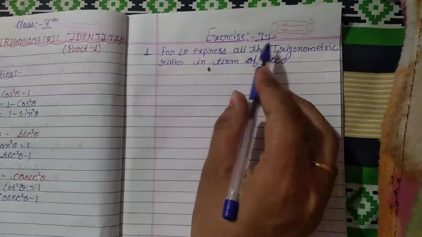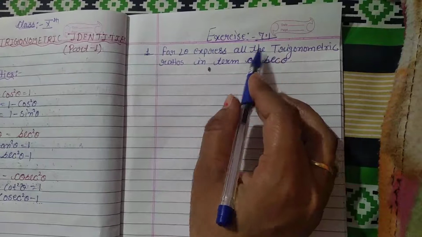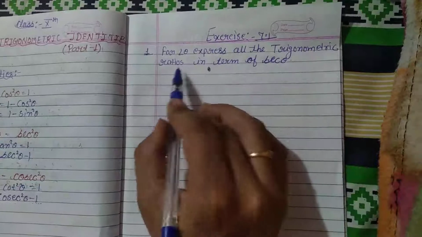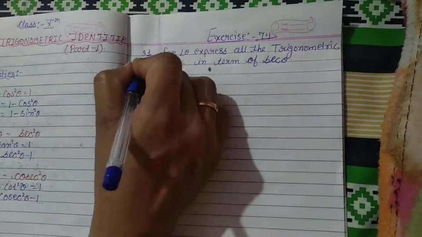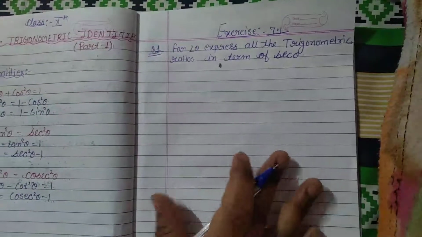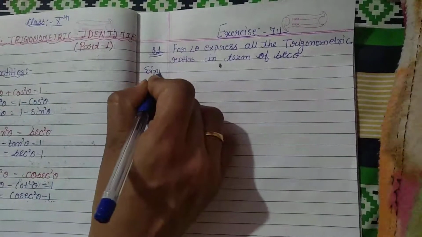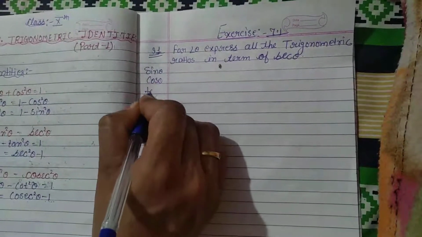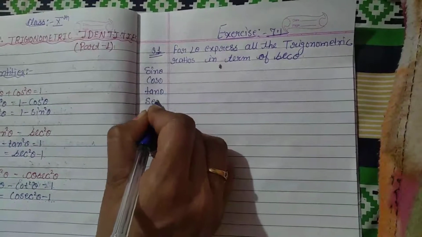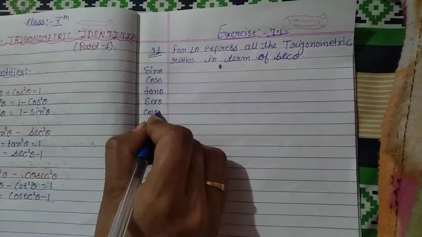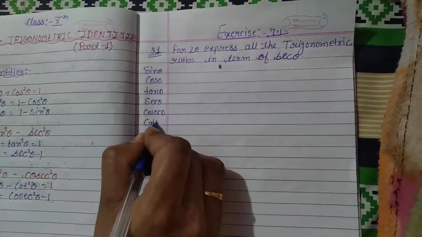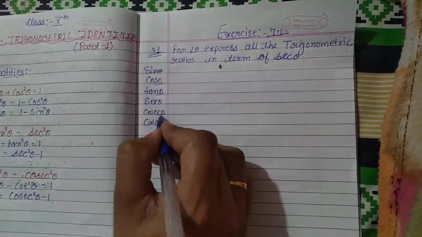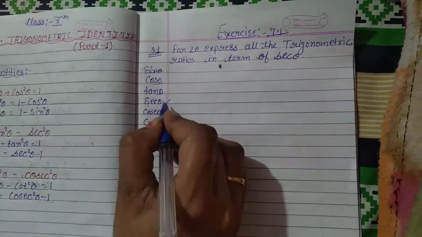Yes, we will start exercise 7.1. In this exercise, we have to express all the trigonometric ratios in terms of sec theta. Okay, it is the first question. We know that we have 6 ratios: sin theta, cos theta, tan theta, sec theta, cosec theta, and cot theta. So we have to find all the ratios sin theta, cos theta, tan theta, cosec theta, and cot theta in terms of sec theta.